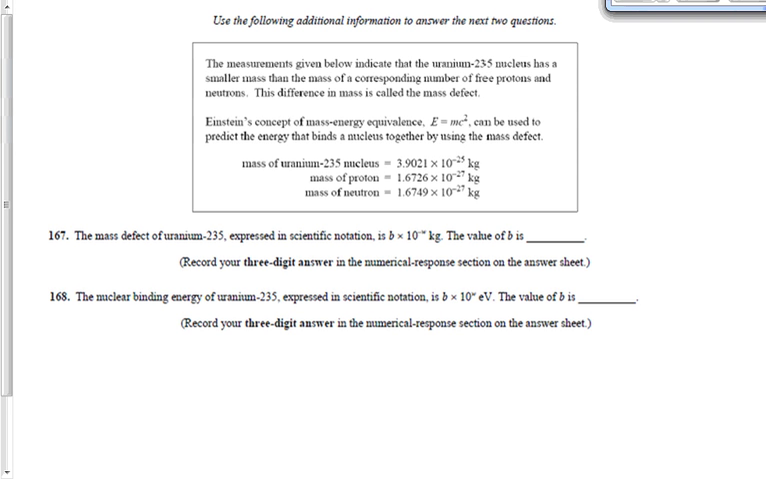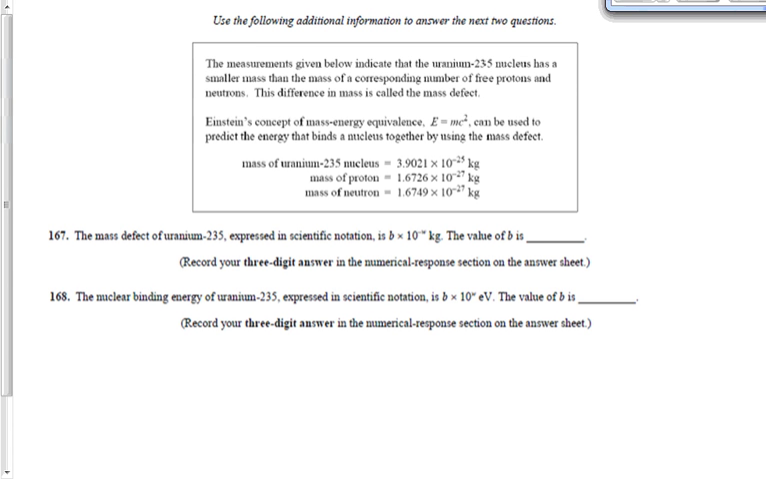All right, everyone, let's take a look. The info says the measurements given below indicate that the uranium-235 nucleus has a smaller mass than the mass of the corresponding number of free protons and neutrons. We expect that, right? We know that's called the mass defect. If you add up the mass of all the protons and the neutrons that exist inside the nucleus, it's more than the mass of the nucleus itself.